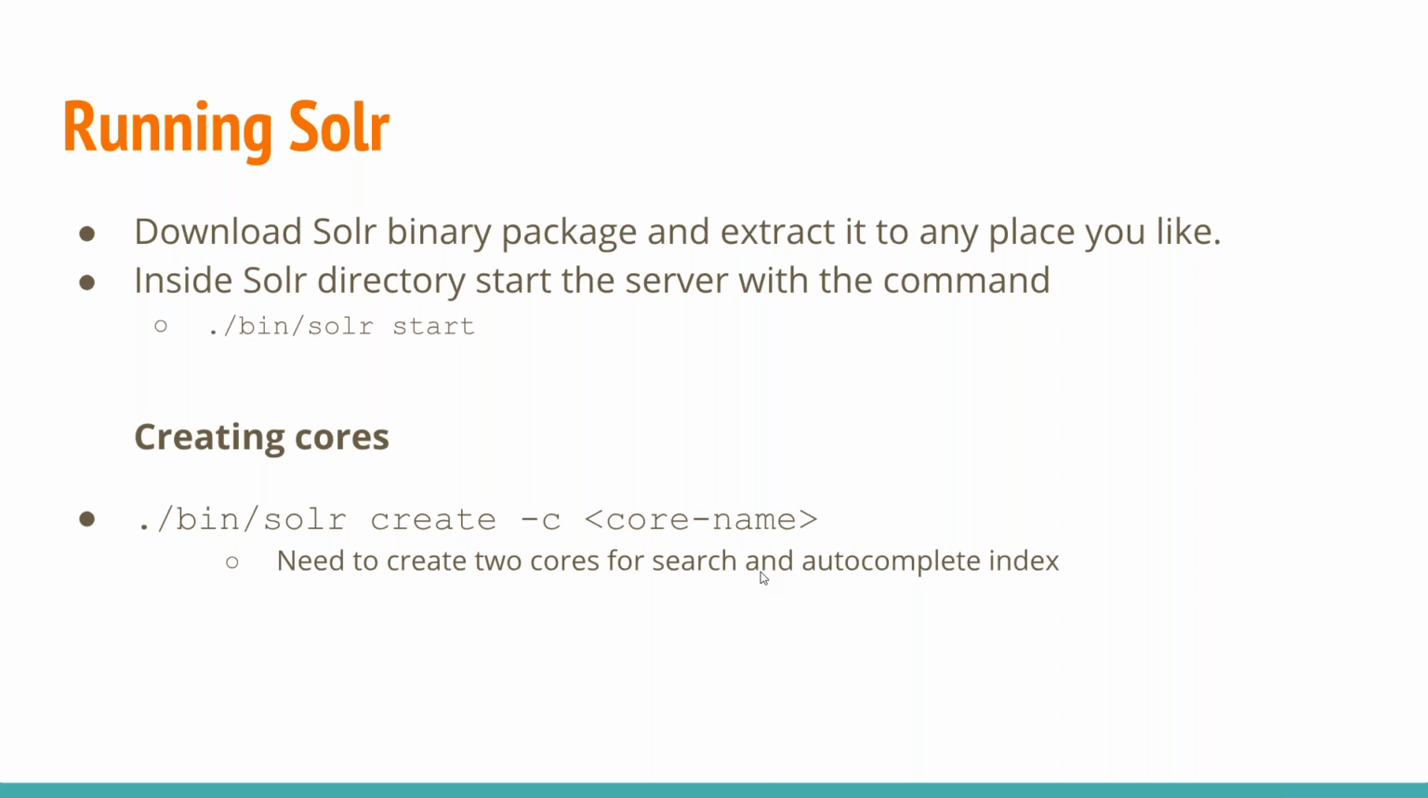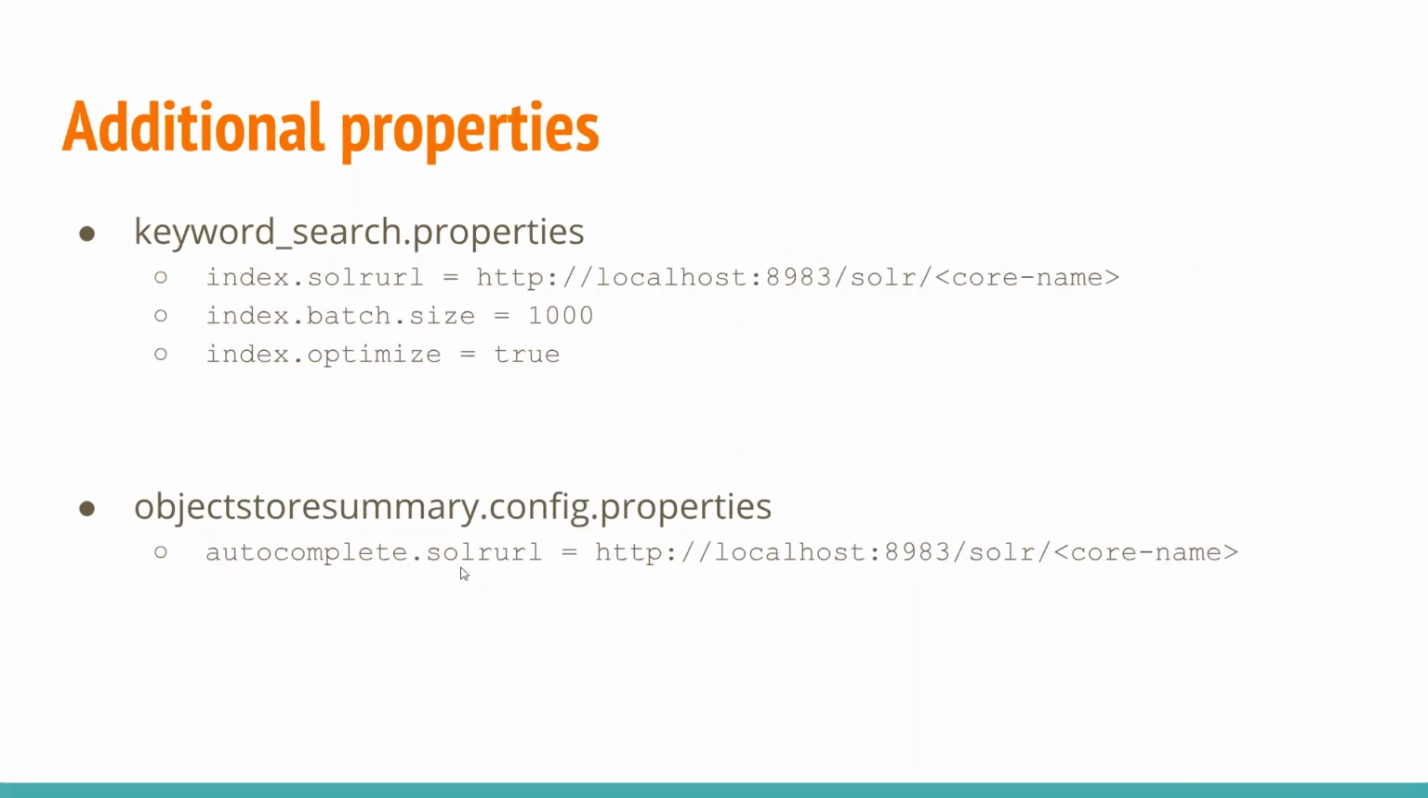And like a database, we have to create a core here. We basically have to create two cores for our purposes: one to store the search index, and one to store the autocomplete index. In addition to that, we now have to insert more configs into our properties file. For the search index, we have to add three more configs, and for autocomplete, we have to add one config. The first config is about the Solr URL.